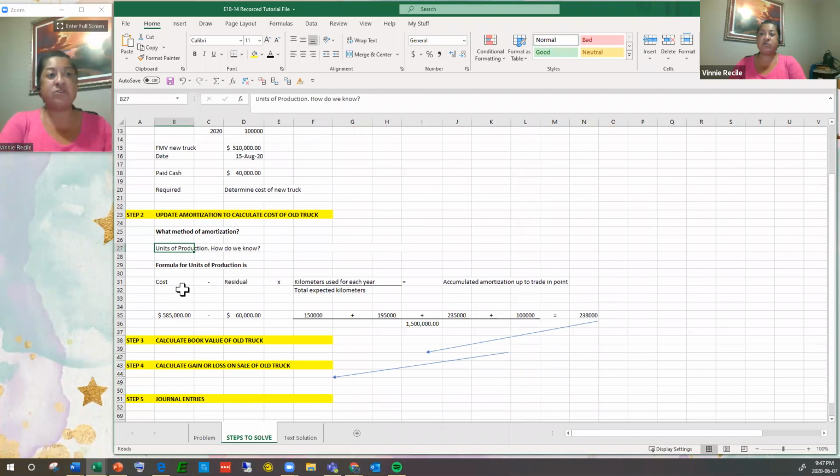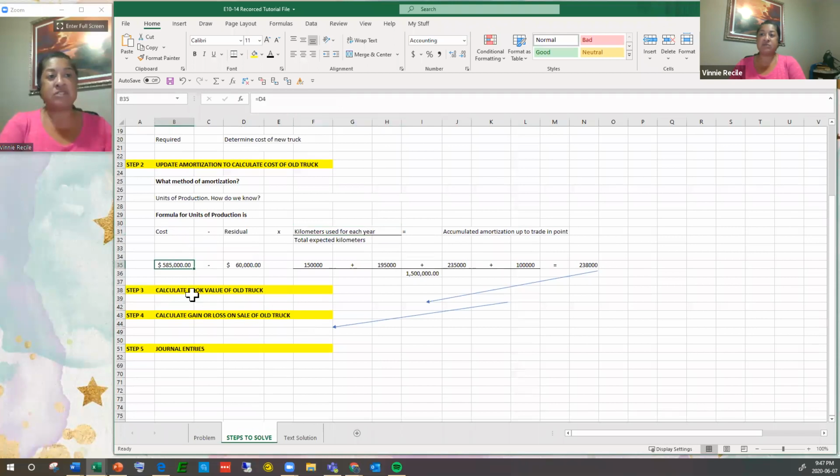So once you know it's U of P, you then basically need to break out the formula. This requires some studying and memorization. So the formula in this case is cost minus the residual value multiplied by the kilometers used each year divided by the total expected kilometers. And then that's going to give you the accumulated amortization up to the trade-in point. This is not the same as amortization per year. You're accumulating all of the amortization up to the point you decide to trade in the truck here. So just want to emphasize, this is the total kilometers used each year added together.